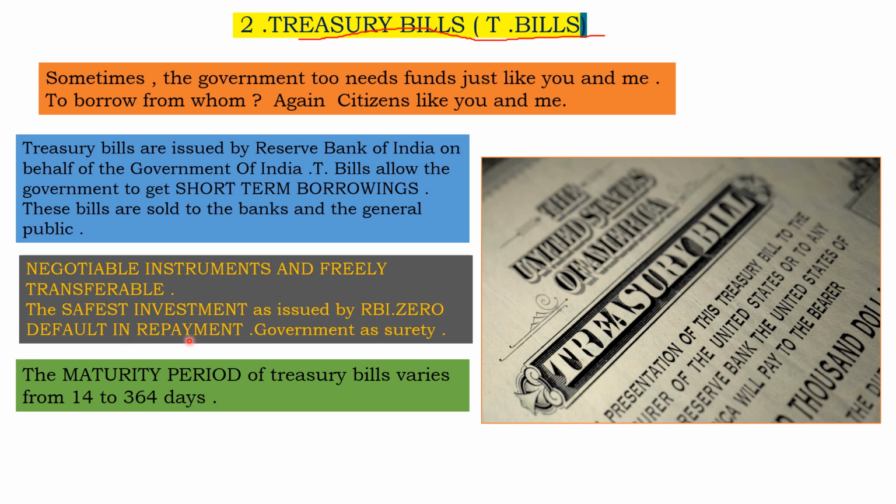There is zero default in repayment because Government of India is there. If Government of India only defaults, then where will the other people go? So the treasury bills are the safest investments. They are zero default in repayment, because the government acts as the surety. The maturity period of the treasury bill varies from 14 to 364 days. At the most 1 year, and the minimum is 14 days.